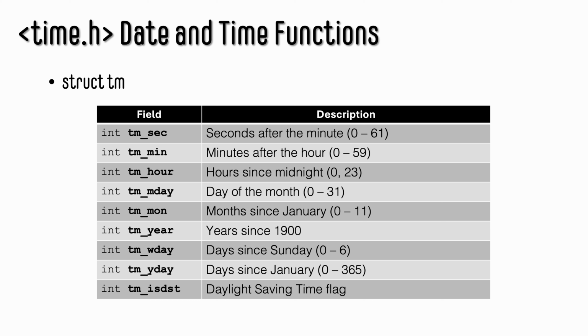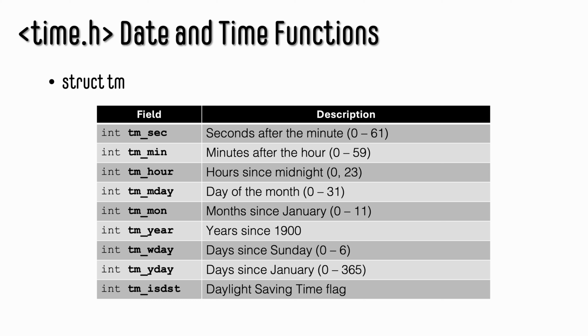Some of these you have to perform an adjustment on. January is 0, so if you want 1, you have to add 1 to it. tm_year is years since 1900. tm_wday is the day of the week, days since Sunday. And then tm_yday, which means year day, is days since January 1.